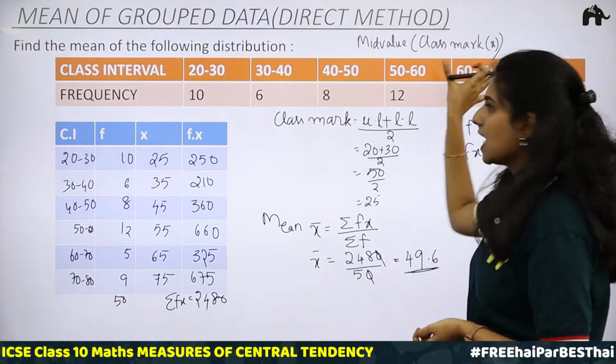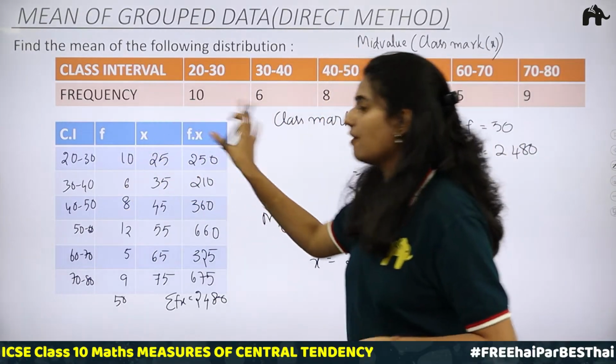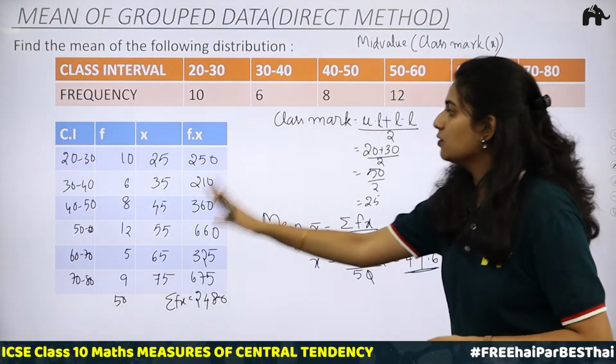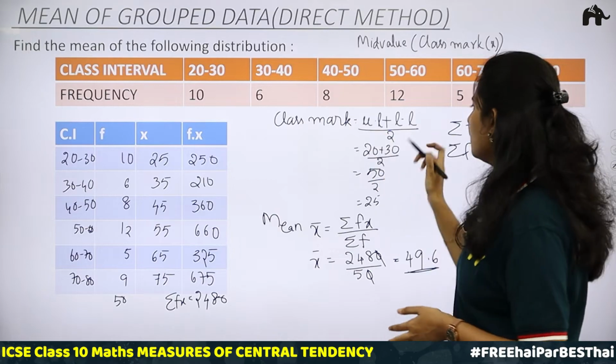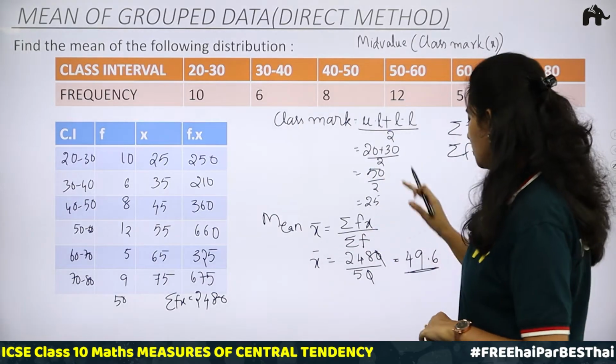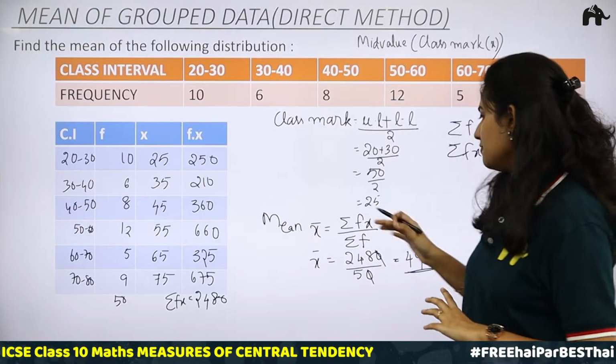Remember to find the class mark when the interval is given. Class mark is represented by x. x into frequency, you get fx. Then the normal thing, that is summation fx divided by summation f. 49.6 is the final answer.